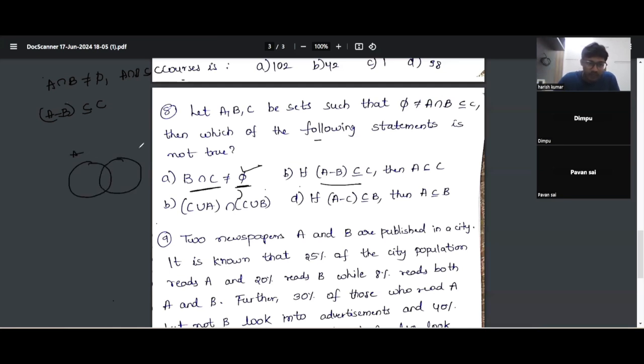So this is my set A and this is my set B. First of all, A intersection B is a subset of C. That means this part lies inside C. Yes or no? Yes, sir.